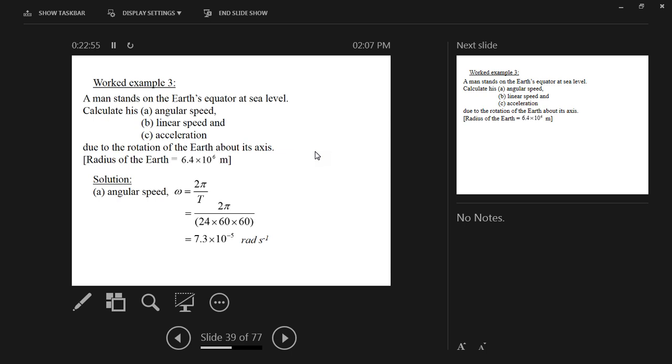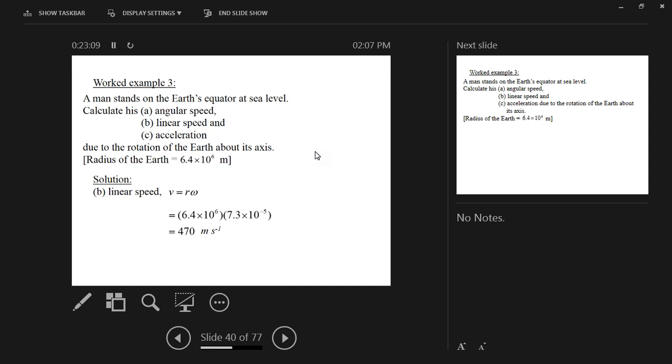Linear speed. So the concept that we need to recall is V equals R omega. So we have R, we have omega obtained from part A. Of course, for the omega that you sub in here, you can put 4, 5 decimal places, it doesn't matter. The more the merrier actually, because it's the intermediate process. And then the final answer is about 465 meters per second in 3SF.